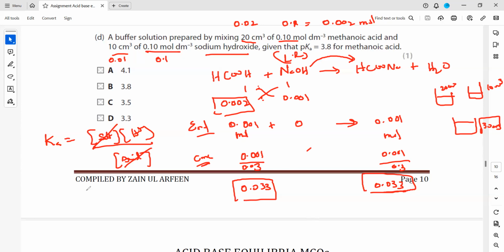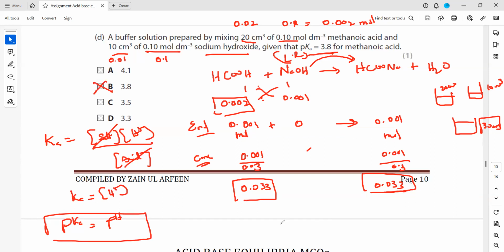So when they cancel out each other, we can say Ka is equal to the hydrogen ion concentration, or we can also say pKa is equal to pH. So pKa and pH will have the same value. Because the pKa is 3.8, the pH will also be 3.8. So B will be the right answer. Is this question clear?